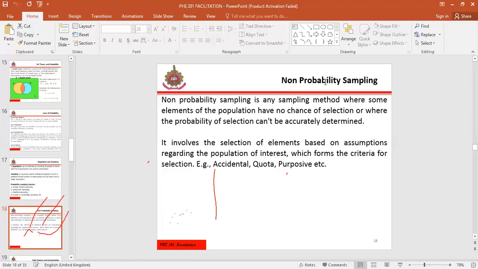Now, this is non-probability sampling. It is any sampling method where some elements of the population have no chance of selection, or where the probability of selection cannot be accurately determined. So it involves the selection of elements based on assumptions regarding the population of interest. Examples of these are the accidental, quota, and purposeful. Like that of accidental, maybe I just decide to enter your class from the back door and say that first person, you are my sample. It can be quota, it can be purposeful, it can be any other thing that you so desire.